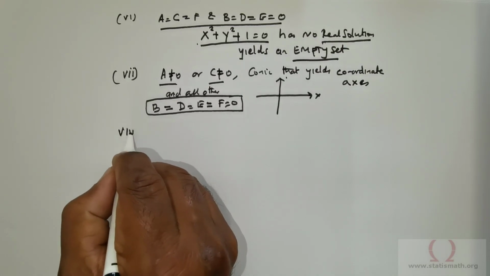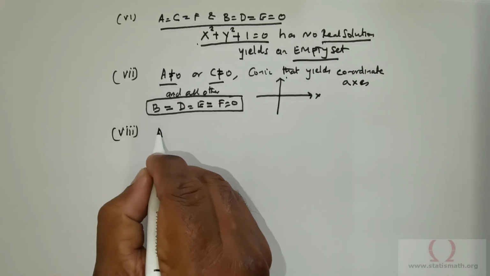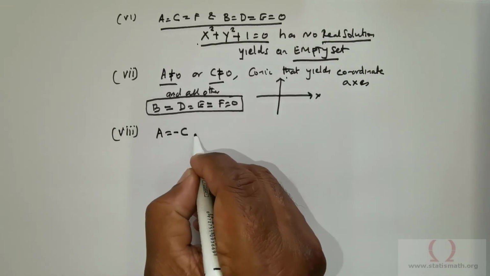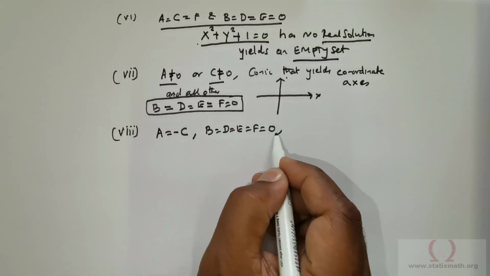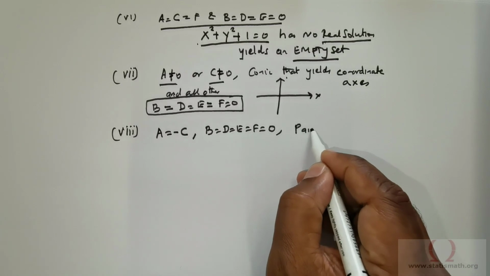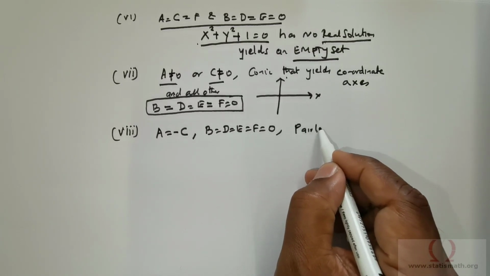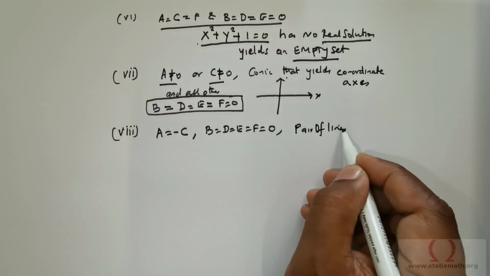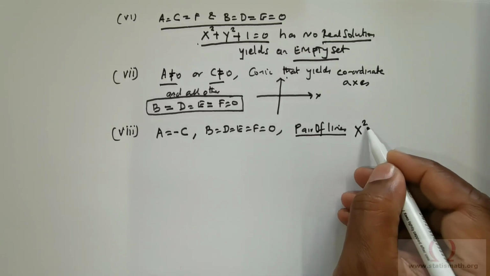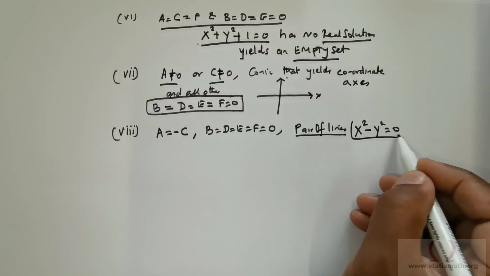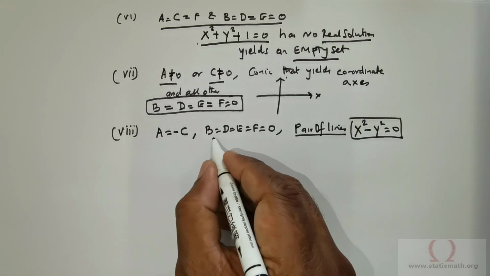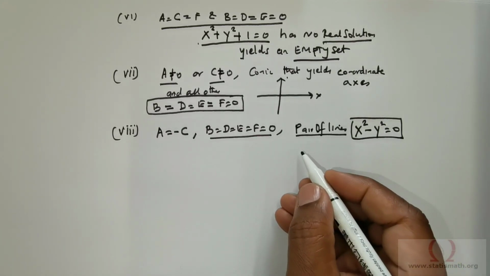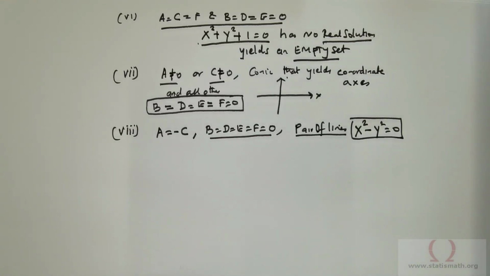The final condition that we are going about is when A is equal to negative C and B = D = E = F = 0. We get a pair of lines, which is represented as x squared - y squared = 0. So this is a system which gives us the pair of lines. When this occurs, we are getting a pair of lines. And having mentioned all this, this completes our lesson on identifying conics.